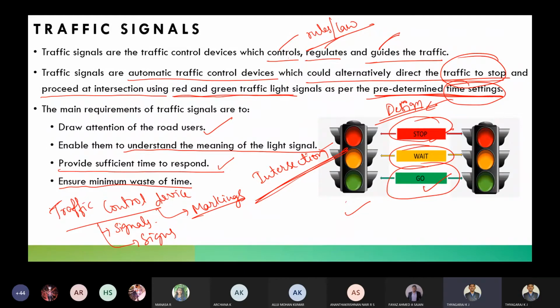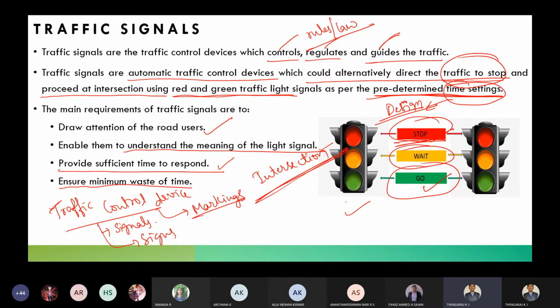It will alternatively move the vehicle, or it will alternatively stop the vehicle at the intersection. And the requirements are to draw the attention of the road user and convey the meaning of the light. Red indicates stop, yellow indicates wait, and green indicates go. So understanding the meaning of a lighting signal should be known to us.